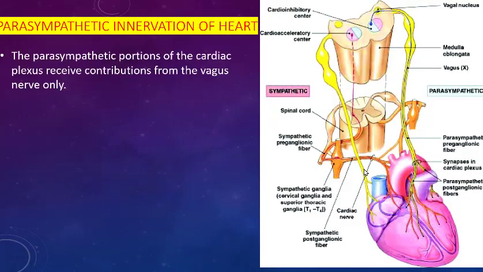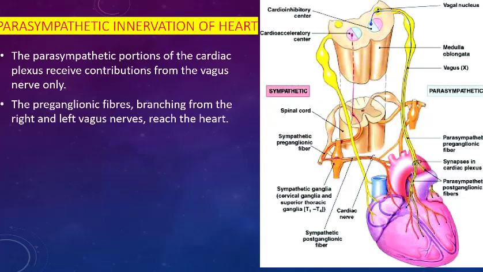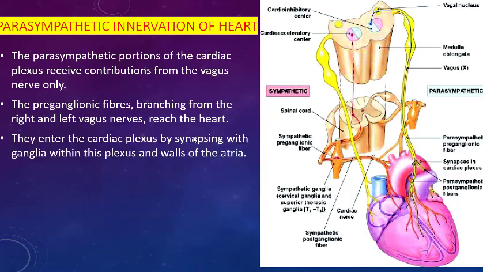Parasympathetic supply of the heart. The parasympathetic portion of the cardiac plexus receives contribution from the vagus nerve only. The preganglionic fibers branch from the right and left vagus nerve and reach the heart. Here you can see this is the vagus nerve, the right, and here the left, this is the right and the left vagus nerve. They arise and reach the heart.